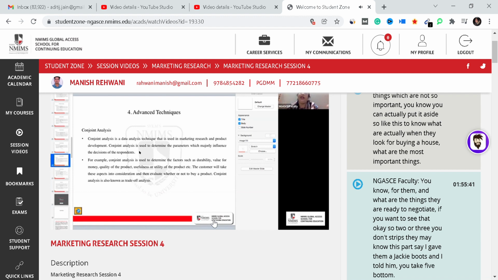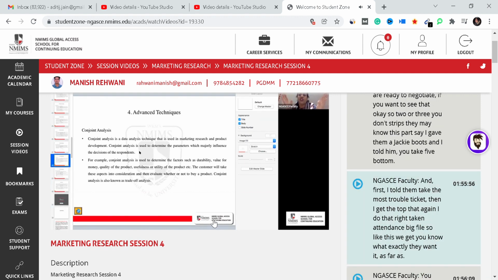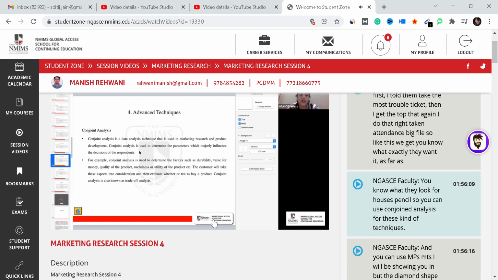Say I gave them 8 attributes and I told them, you take 5 important attributes. First I told them, take the top 3. Then I get the top 3. Then again I do that, and I tell them to take 5. So like this, we get what exactly they want when they look for a house. So you can use conjoint analysis for these kinds of techniques.